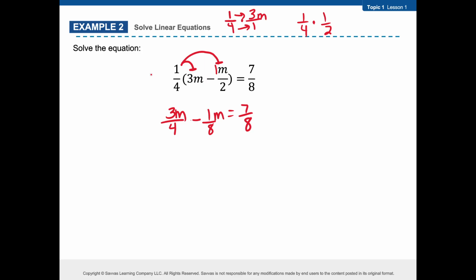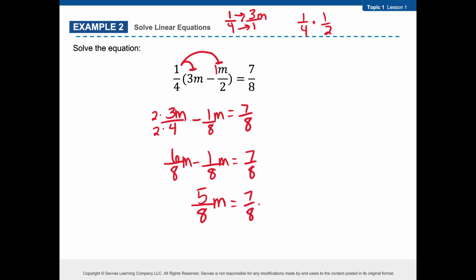Like terms, variables on the same side, we can combine them together, but when you're adding or subtracting fractions, you need a common denominator. 4 and 8 can both enter an 8. This one I don't have to change since my denominator is already an 8. 4 goes into 8 twice, so 2 times 3 is a 6. Now since I have the denominator is the same, the denominator stays the same. 6 minus 1 is 5.